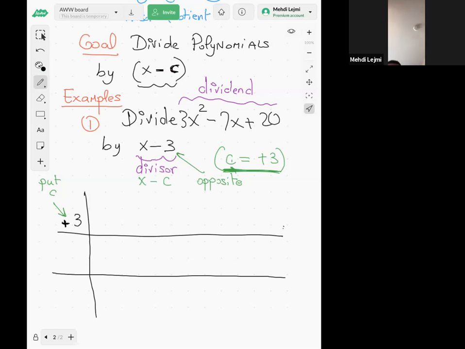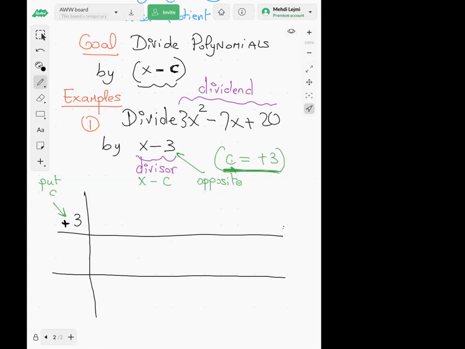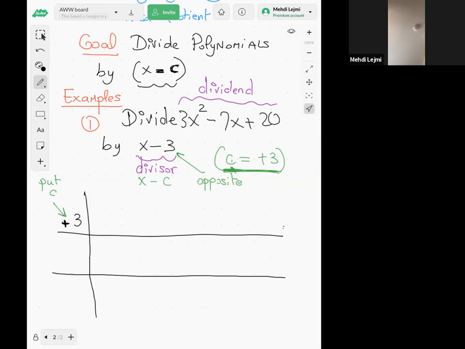Can you repeat why it is positive 3? Because it's negative in there. Yeah, that's what I was saying. The form of division we're gonna learn is dividing by x minus c. So if you have x minus 3, then your c is the opposite. If you have minus 3, then you have to put in the table the opposite, positive 3.